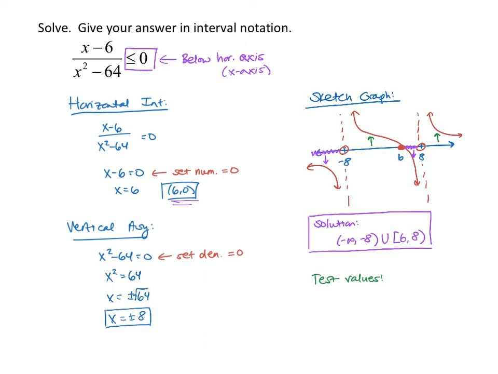So for example, if we were to test the value x equals -9, so that's something to the left of -8, we would take -9 minus 6 and then -9 squared minus 64. So -9 minus 6 is -15. In the denominator we have 81 minus 64, which is 17. So we end up with a fraction, -15/17.